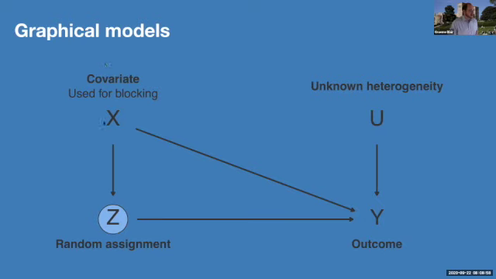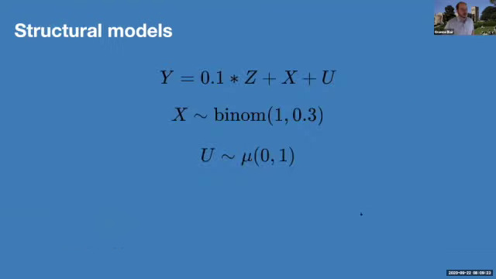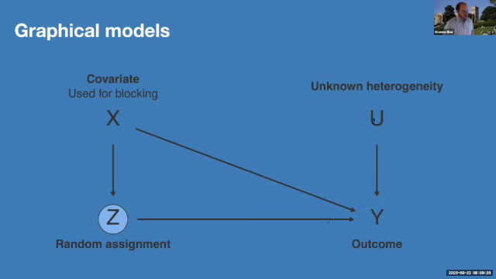So that second causal variable is a covariate that we're going to use in that blocking scheme. So we'll call that X. Then we have an outcome, Y, that we're interested in. We're interested in the effect of Z on Y. And the last causal variable that we have is some unknown heterogeneity. This is something that we won't be able to measure through our surveys, but we know that there are other factors in the world that are also causing Y.